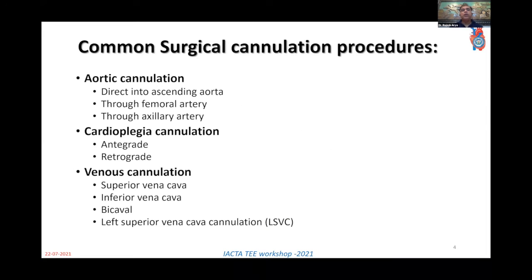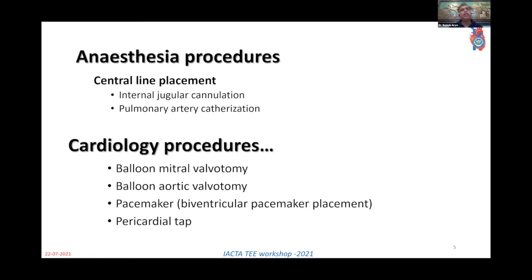When we talk about the surgical cannulation procedures, certain things come into our mind, like the surgeons do aortic cannulation for cardiac surgery. It may be directly into the ascending aorta, femoral artery, or axillary artery. They need to cannulate sometimes the coronary sinus for retrograde cardioplegia, or the aorta for the antegrade cardioplegia. And definitely there are venous cannulations of superior vena cava, inferior vena cava, bicaval cannulation to withdraw the blood from the heart. And all these cannulations need a special technique. And sometimes the surgeons look at us and they ask us whether they are doing it correctly or not.